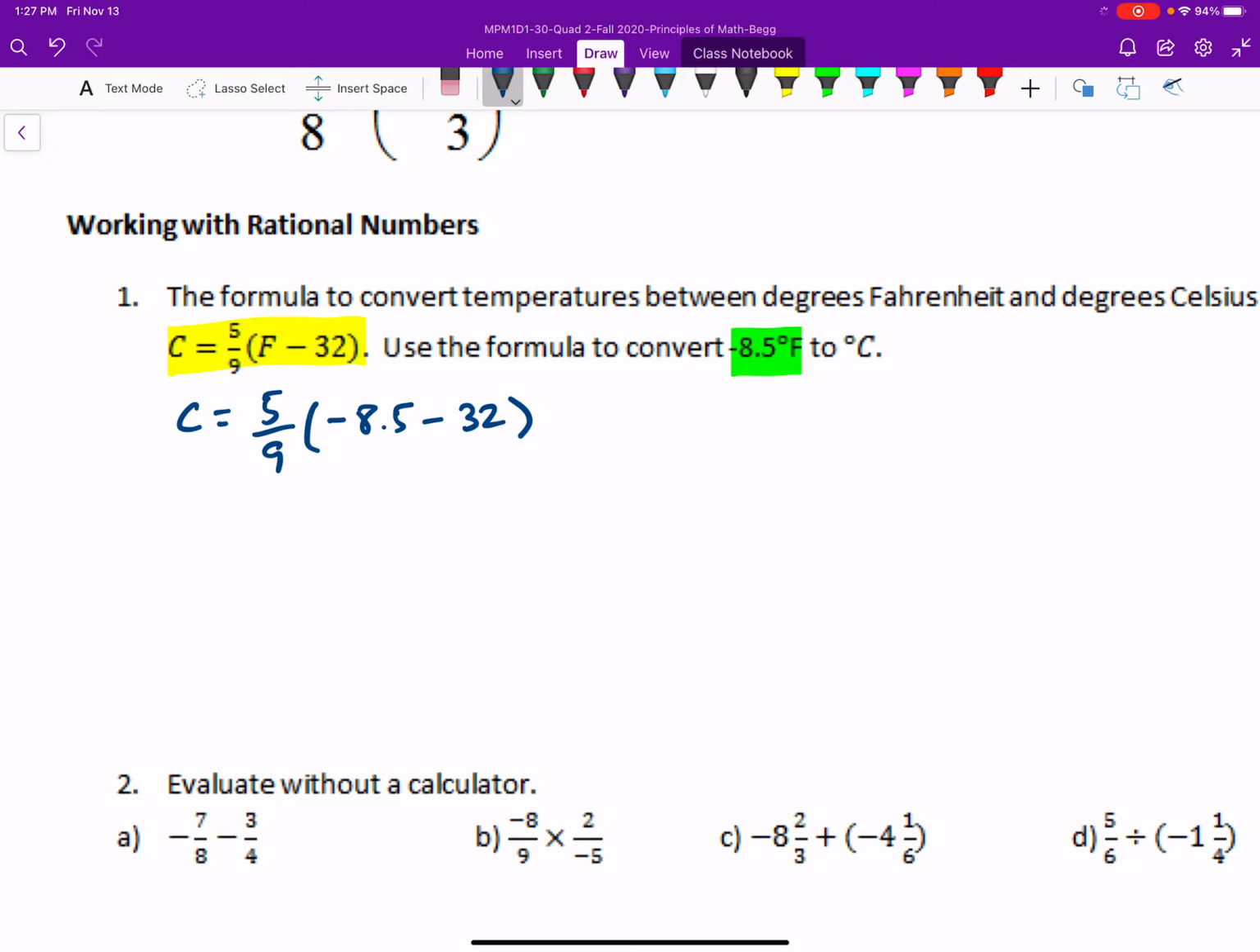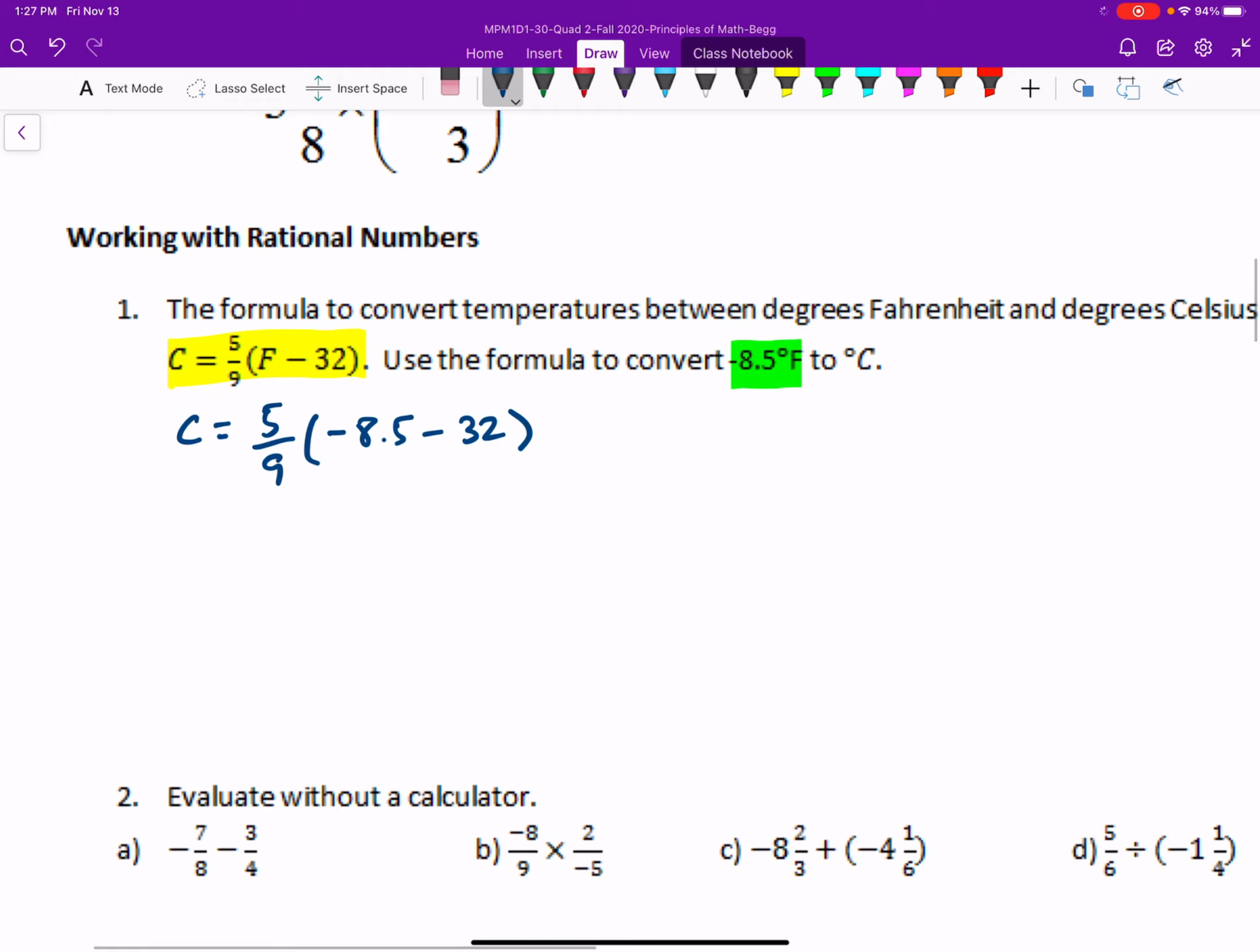Now I need to get order of operations in there, but I also need to deal with decimals and negative signs and fractions. So let's see what we can do. I'll start with the brackets like I always should. And I'm subtracting. I got two negative numbers. So remember, one technique we could do for that is just add them together in this case and then take the sign. So I could do 32 plus 8.5 and I get 40.5. And then just put that minus sign out front.